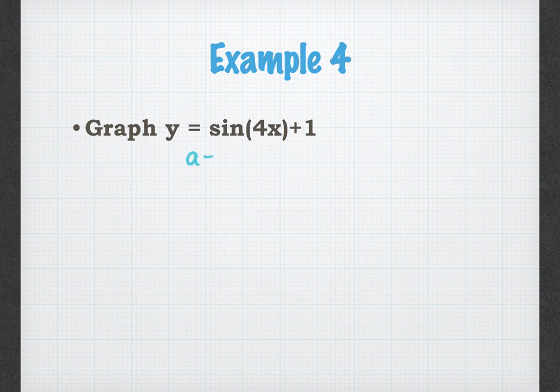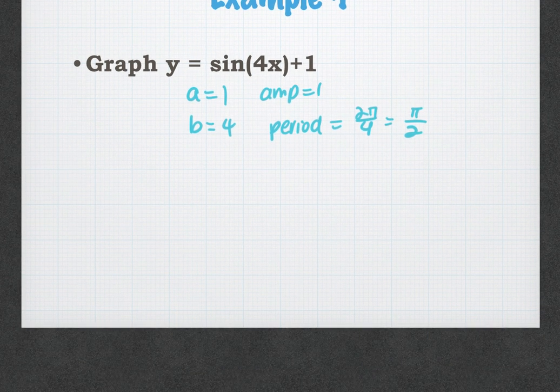My A is what? 1, which means the amplitude is 1. The B is 4, which means the period is 2 pi over 4, which is pi over 2. Then I take that period and I start with 0 because that's the first key point. I take the pi over 2, I multiply it times 1/4. I multiply it times 1/2. I multiply it times 3/4. And then the last one is the period, which is pi over 2.